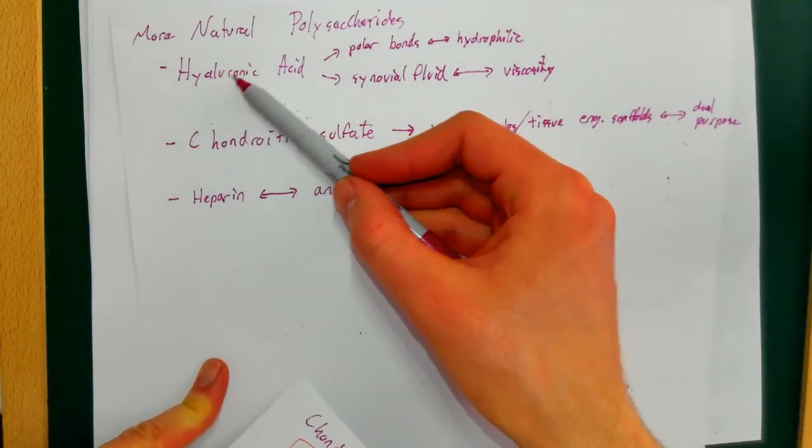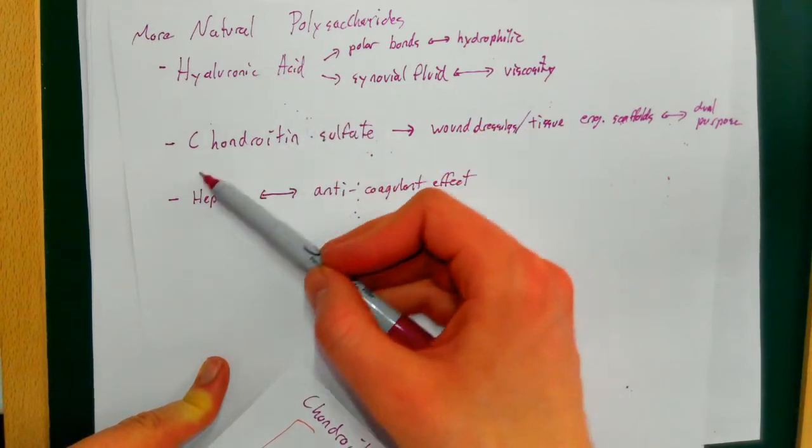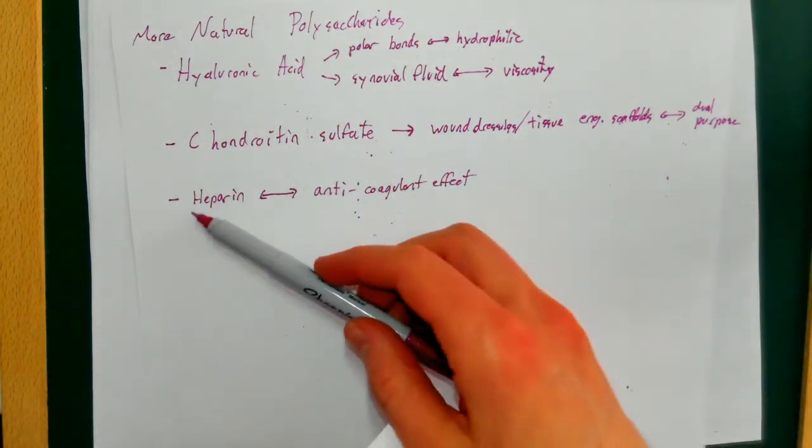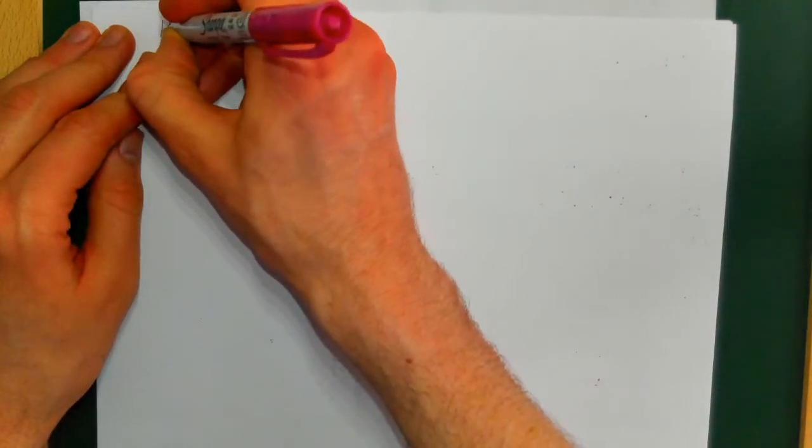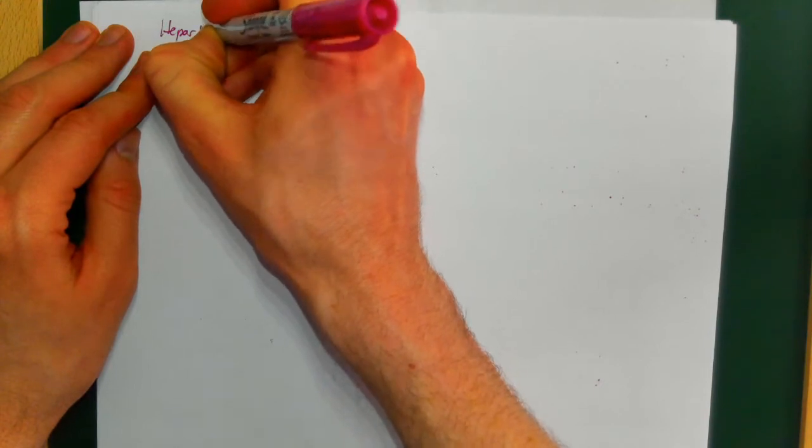So, thus concludes our discussion. Well, I guess we already talked about hyaluronic acid. Thus concludes our discussion of chondroitin sulfate. Let's now talk about heparin. So if you talk about heparin, heparin is another polysaccharide.